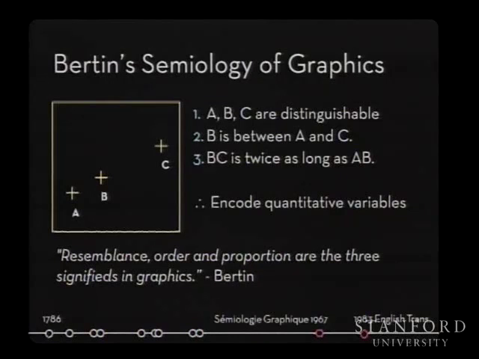And this was put succinctly by Bertin as saying there's basically three elementary perceptual tasks in the semiotics of graphics. And that's resemblance, order, and proportion are these three signified. So the three things that we perceive as we look at these graphics. And then we can tie those to data and represent them more faithfully.